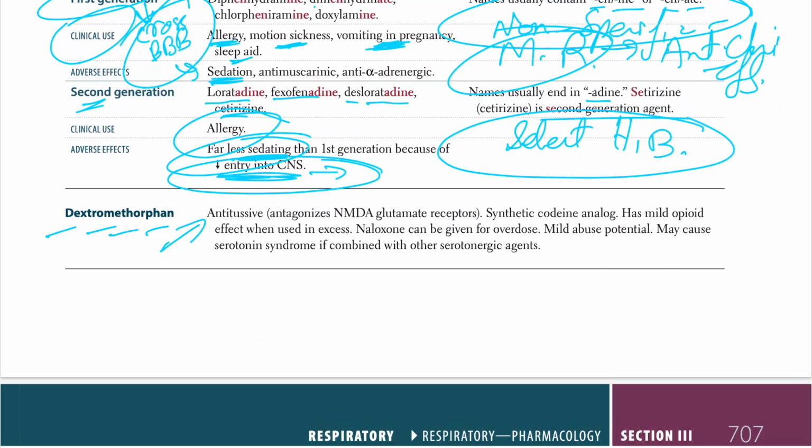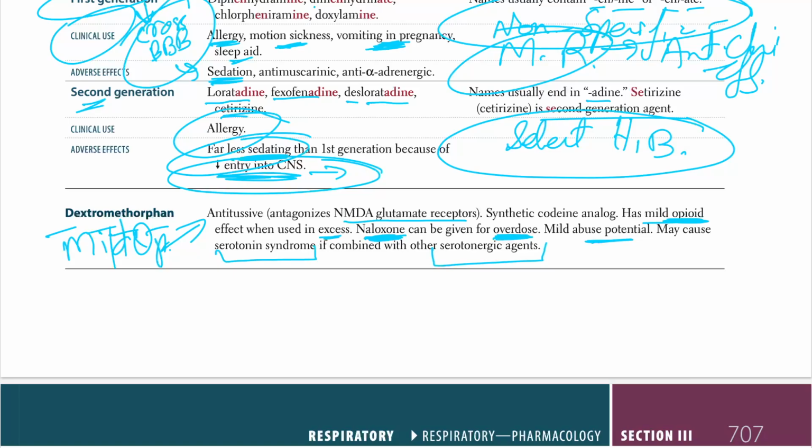dextromethorphan. It is an antitussive. It antagonizes NMDA glutamate receptors. It is a synthetic codeine analog and has a mild opioid effect when used in excess. Naloxone, which is an opioid antagonist, can be given for this overdose. Why? Because dextromethorphan is a mild sort of opioid, so you can give the same drug you give for opioid overdose. So naloxone can be given.